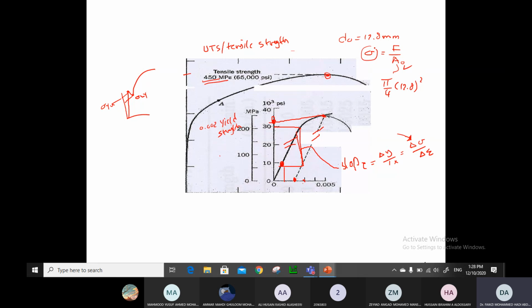The stress which we are looking at, when we say the maximum load that could be sustained, then you will be using the UTS, which is this value. If you use this value there, that will be 450, and that is in megapascals. So you can determine the force from this equation. So this is how you could be doing it.